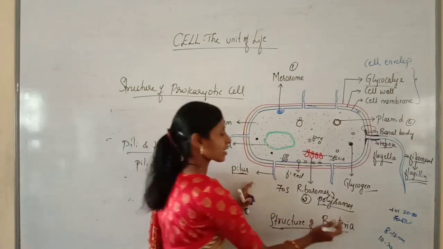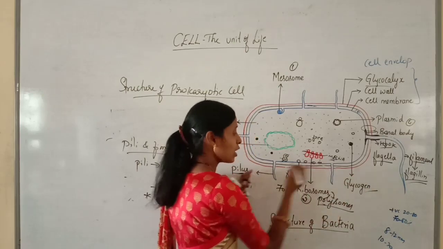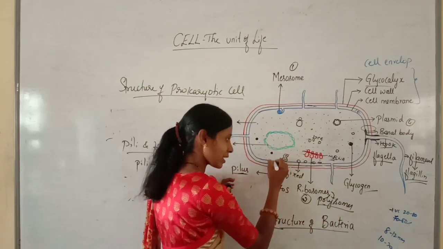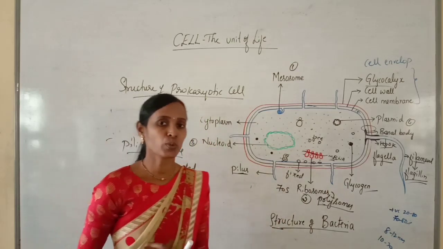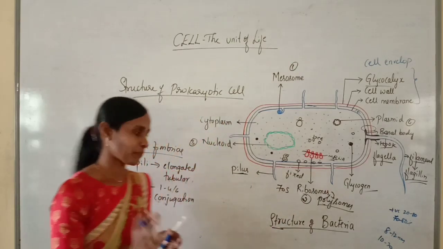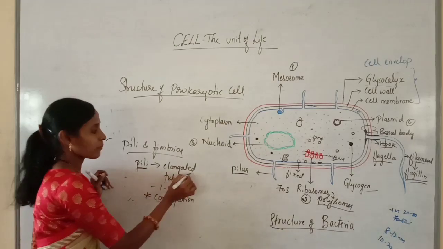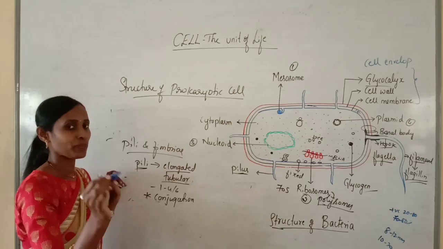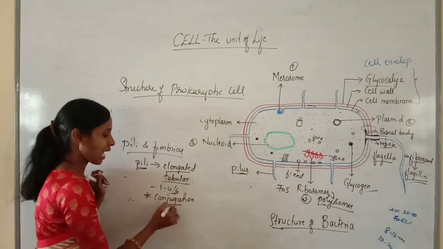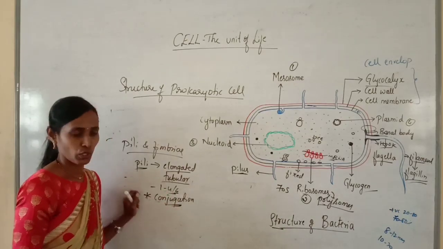See, when another bacteria comes near to this bacteria, through this pili, the genetic material can be transferred to another bacteria. That is called sexual reproduction in bacteria. Try to understand the pili. These are elongated tubular structures arising from the plasma membrane. The number is 1 to 6, and they mainly take part in conjugation.